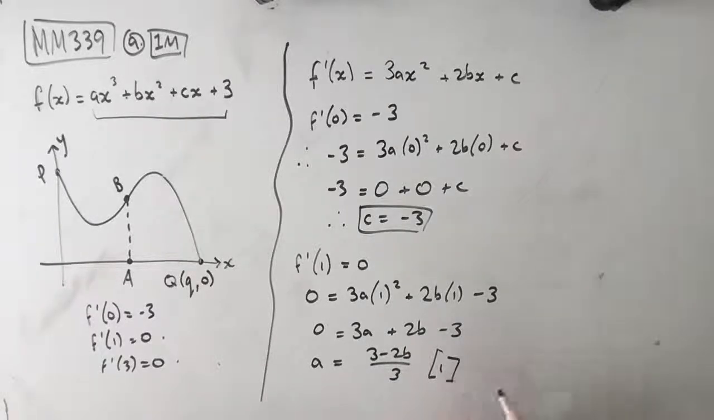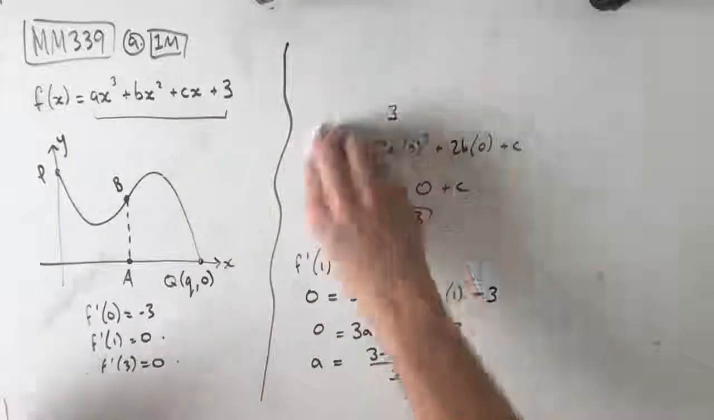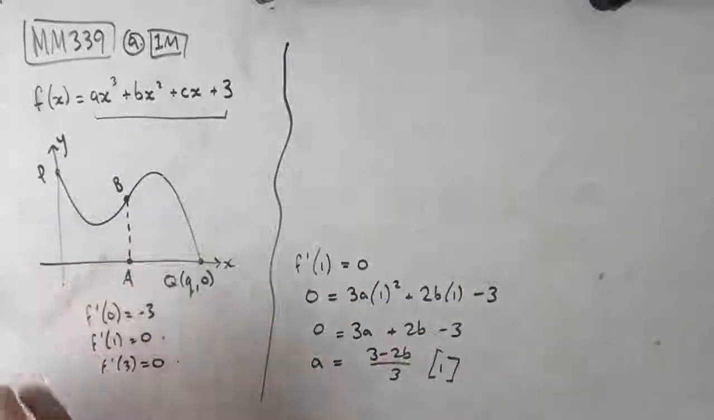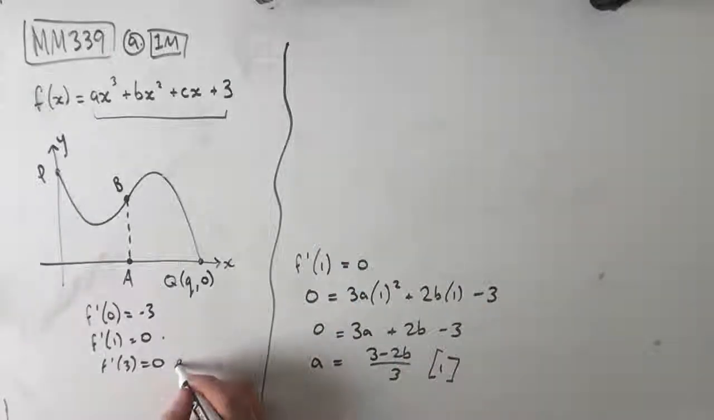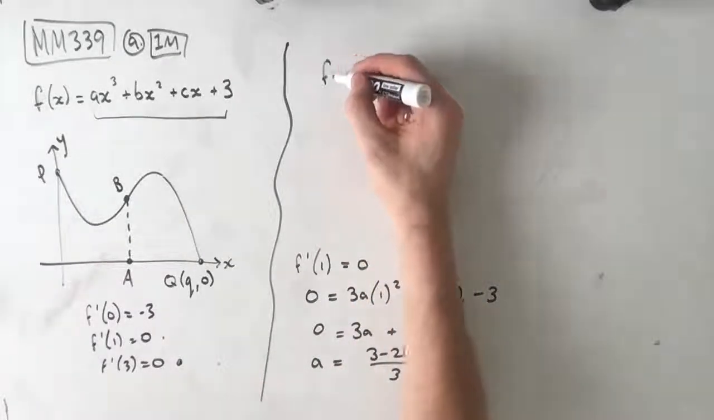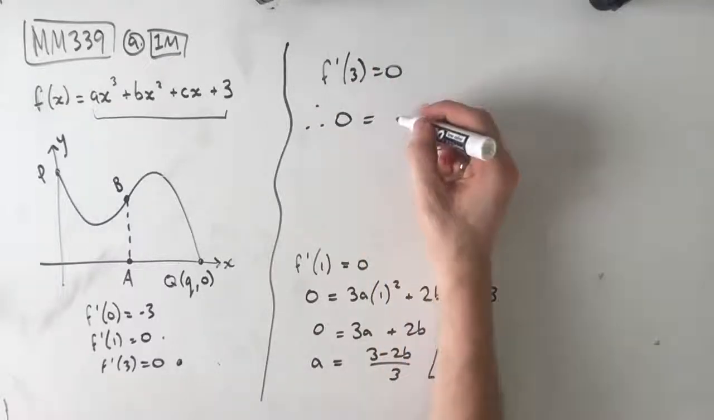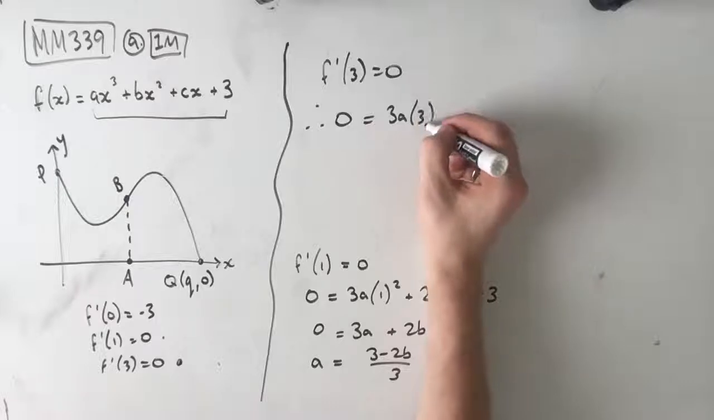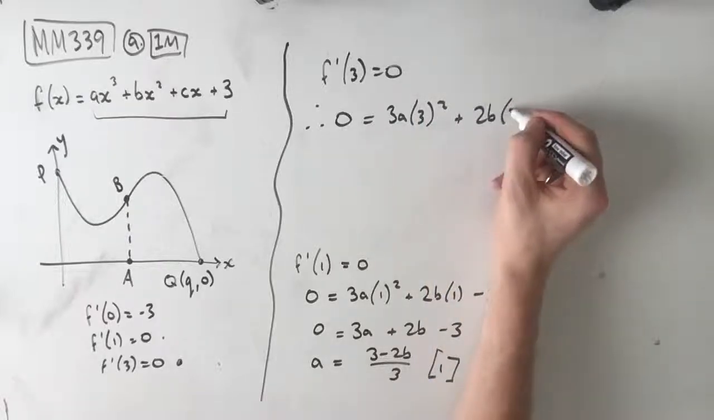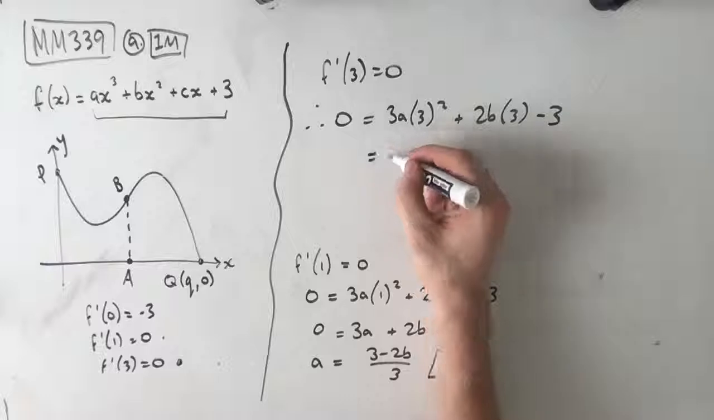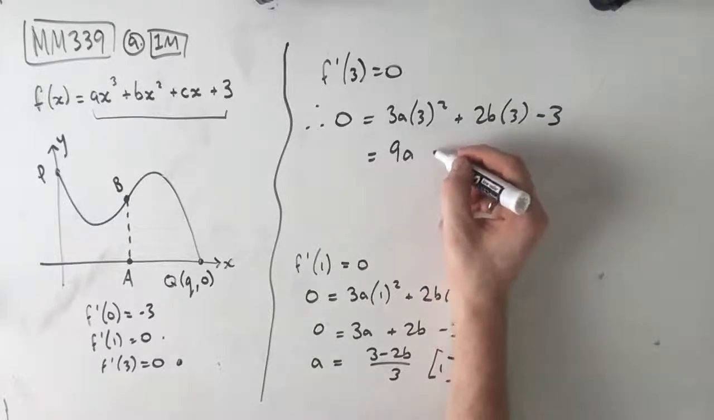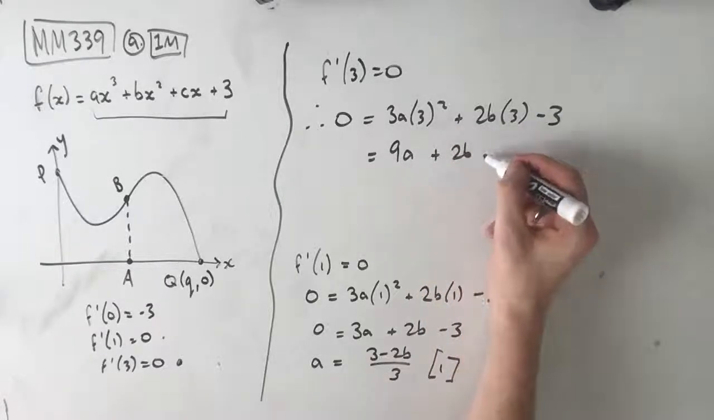Now, we've got a in terms of b here, and we're going to need to find a in terms of b with another equation, with another simultaneous equation. So what we're going to do is find that. And we've still got this other piece of information that we haven't used yet, so we can actually do that as well. So we can say that f dash of 3 equals 0, so therefore 0 is equal to 3a outside of 3 squared plus 2b outside of 3 minus 3.